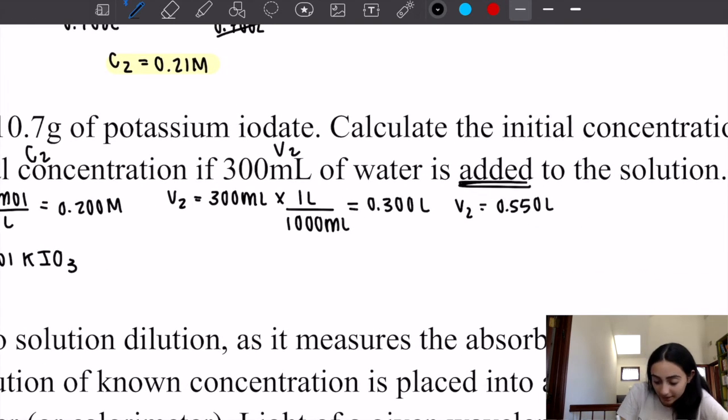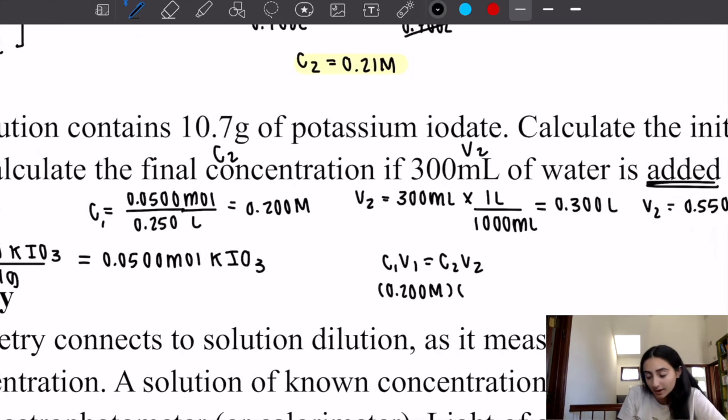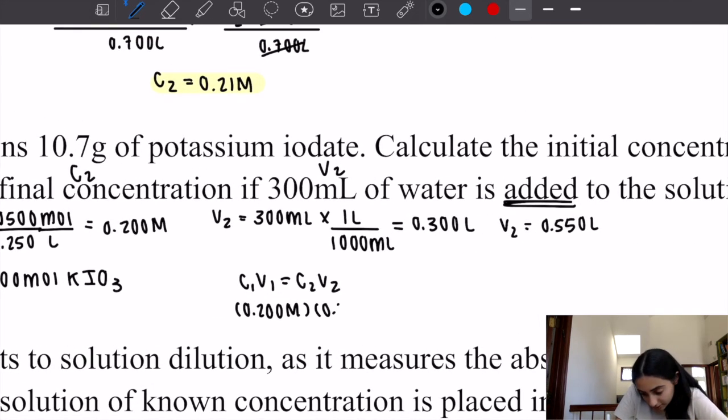So now we can write C1V1 equals C2V2. We have our initial concentration, 0.200 molarity. Our initial volume is 0.250 liters, and then we are calculating final concentration, and our final volume is 0.550 liters.